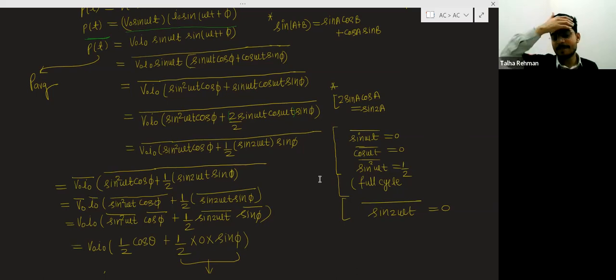So basically, average power we are discussing for the full cycle. Full cycle means for the time 0 to capital T time period. We are discussing the power. And why are we calculating average power? Because here power is variable. Why? Because voltage and current are changing with time. They are alternating current and alternating voltage.